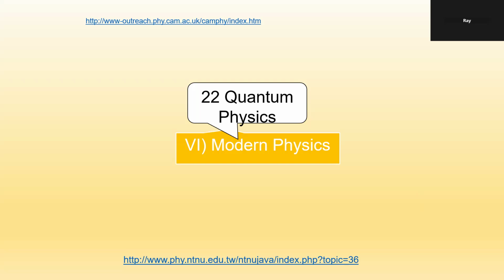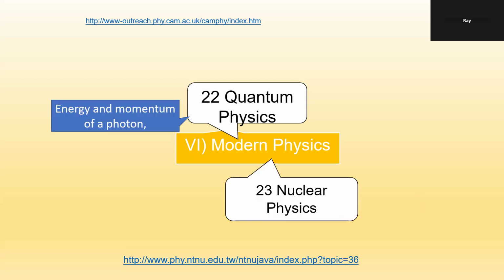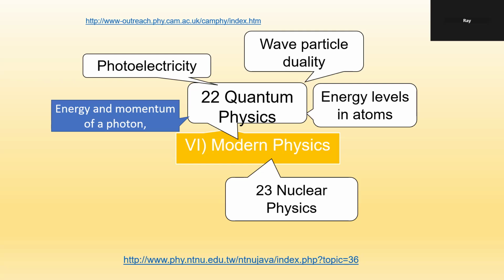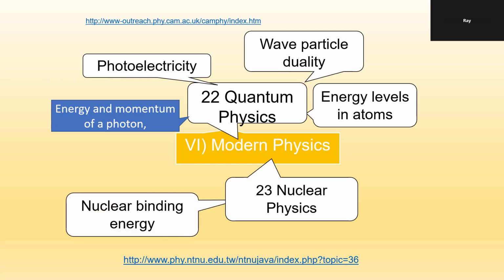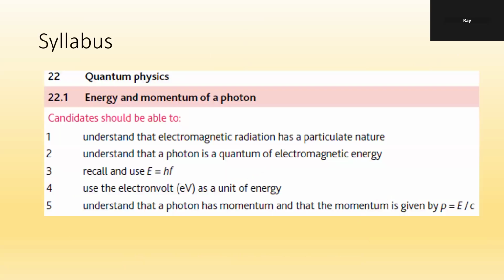Okay, chapter 20. We are going into the sixth topic, modern physics. Topic 22 is quantum physics. 23 is nuclear physics. What are we going to cover? Energy and momentum of a photon, photoelectricity, wave particle duality, energy levels in atom. Under nuclear physics, nuclear binding energy, radioactive decay. Page 222. There's a syllabus.